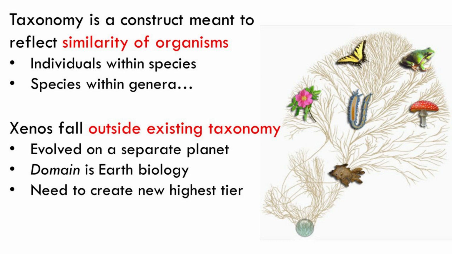And so in order to accommodate xenos, like Tau, we would need to create some new highest tier, like planet or something like that, and have a whole series of lower taxa that fall into that nested design, that hierarchy that we've established under this new broader category of planet.